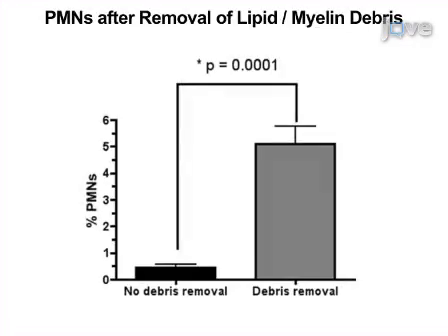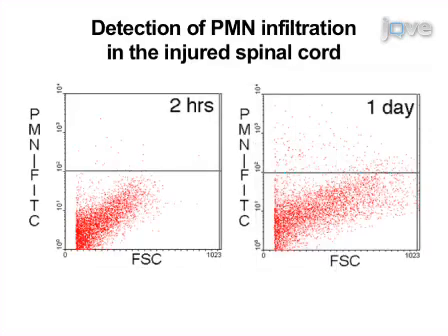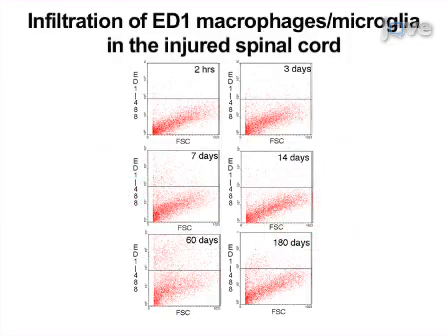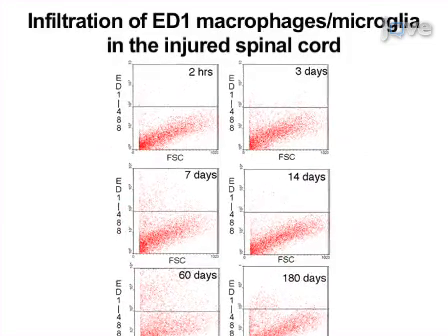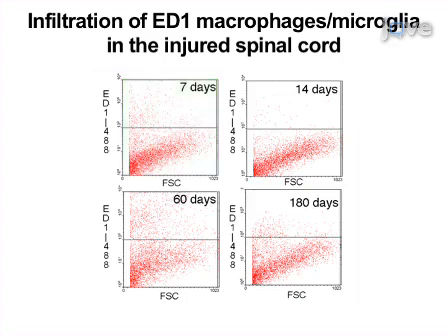Removal of lipid myelin debris increases PMN neutrophil detection in the injured spinal cord 1 day post-injury, or DPI. As shown in this figure, PMN neutrophils quickly enter the spinal cord starting as early as 2 hours post-injury and peak at 1 day post-injury. Here it can be seen that ED1 macrophage microglial numbers increase in the injured spinal cord starting at 3 days post-injury, peak acutely at 7 days post-injury, drop to low levels at 14 days post-injury, before rising to a surprising second peak at 60 days post-injury, and remain in the injured spinal cord for up to 180 days post-injury.